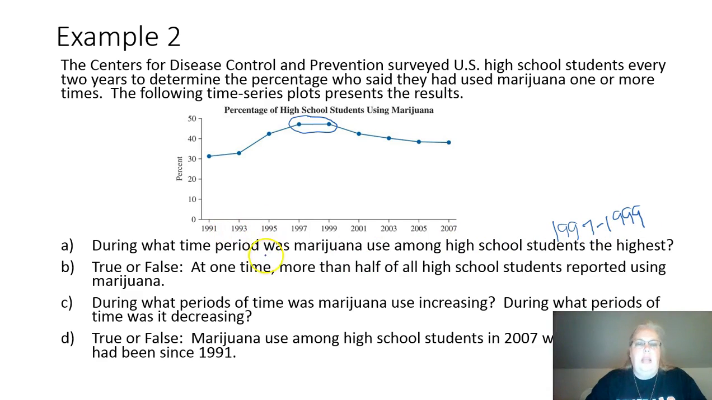Alright, B, true or false? At one time, more than half of all high school students reported using marijuana. Well, if you look on our scale over here to the side, it only goes up to 50%, and 50% is half. And since our graph does not go above 50%, this one is going to be false.